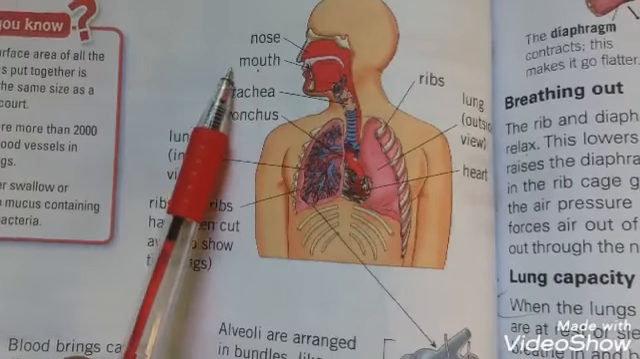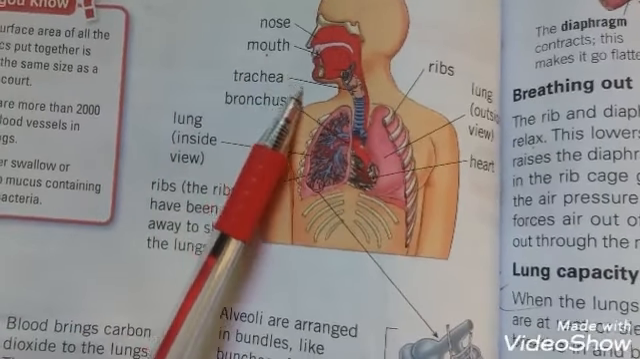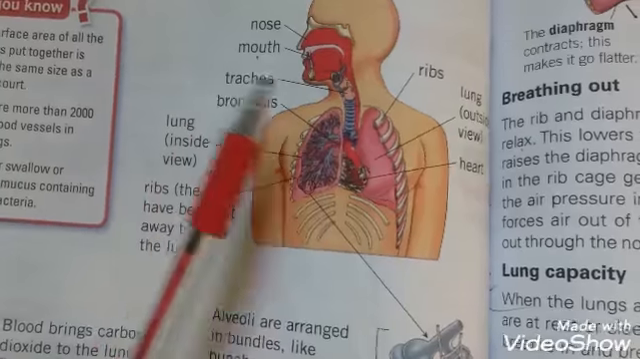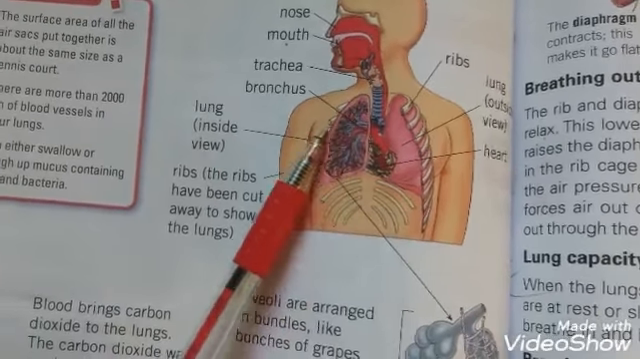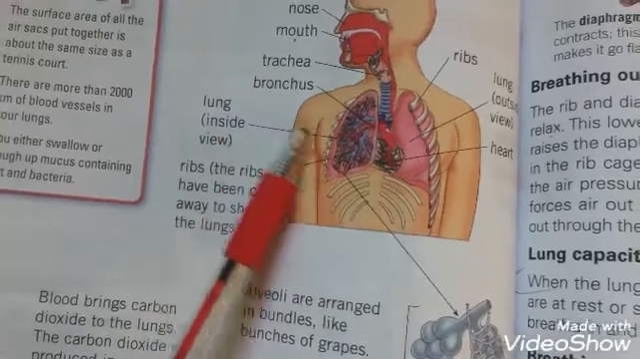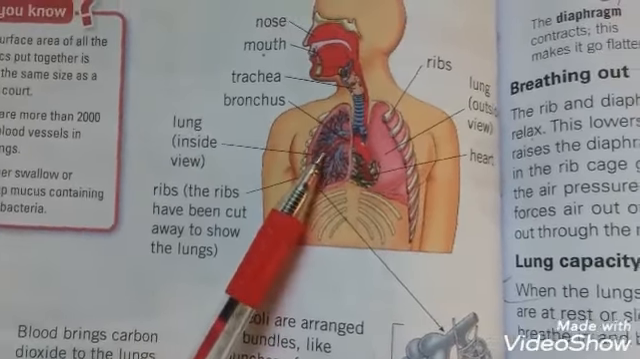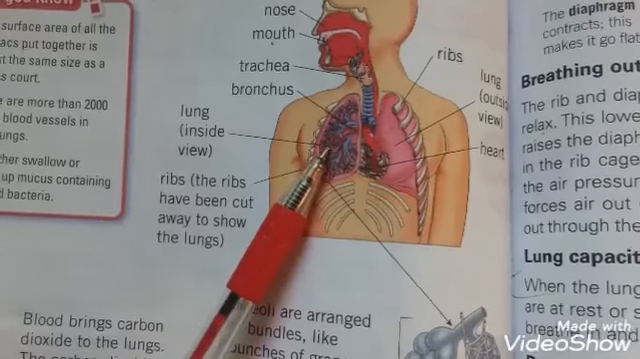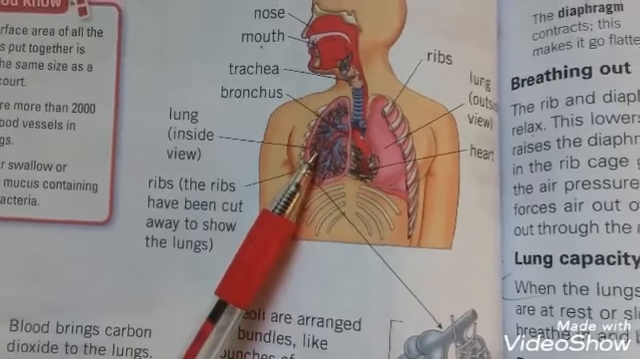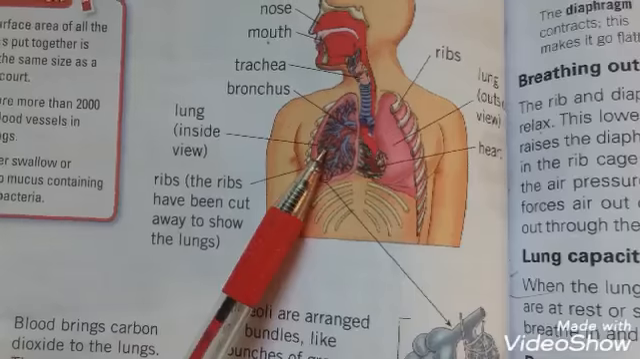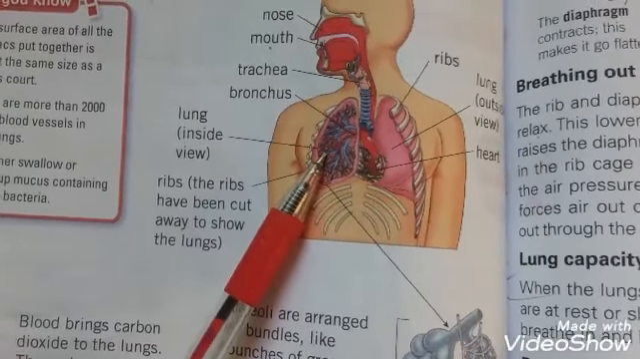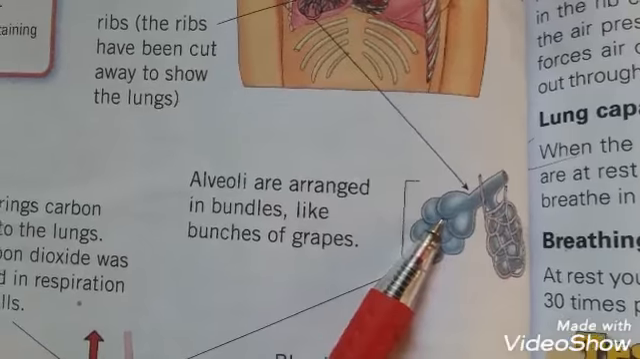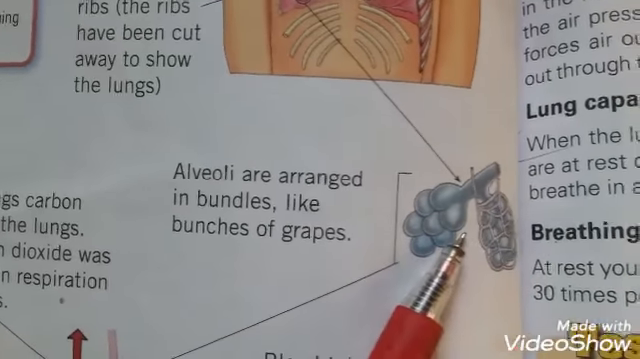Nose and mouth are openings through which gases move inside the lungs. This is the trachea. It is a long tube, also called the windpipe, that is divided into two tubes called bronchi, and these bronchi may be divided into small bronchioles. Each bronchiole has an air sac known as alveoli, and the alveoli have a large surface area for the absorption of gases, mainly oxygen. The alveoli are arranged in a bunch, like a bunch of grapes.